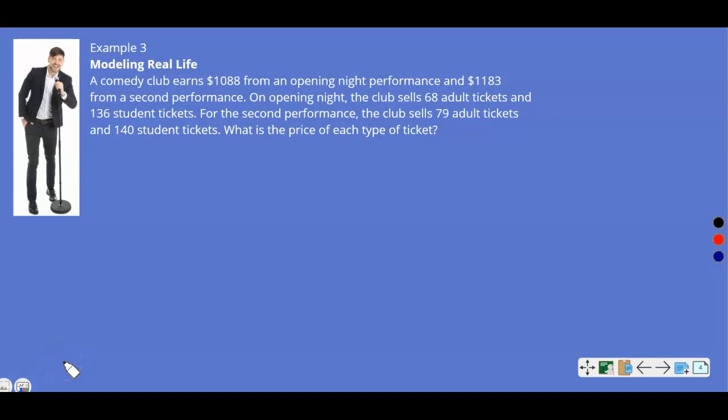All right, we are solving equations using substitution, and this is the second video. So if you want to see the first examples, please go back and watch the other video.